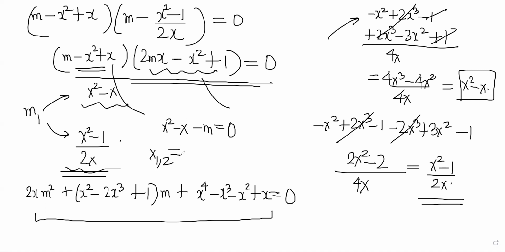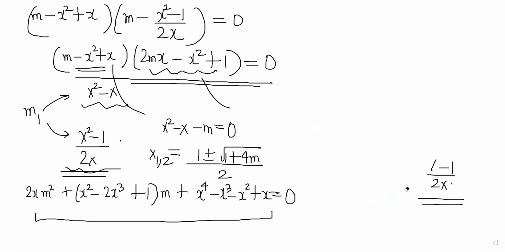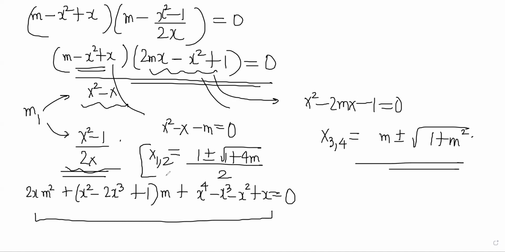And the solutions of this are, for x, 1 plus minus root over 1 plus 4m by 2. And the second case is when the other factor is 0. Basically x square minus 2mx minus 1 is equal to 0. In that case, the solutions are x3, x4 equal to m plus minus root over 1 plus m square, by the quadratic formula. So I have gotten the solutions for x here and here.